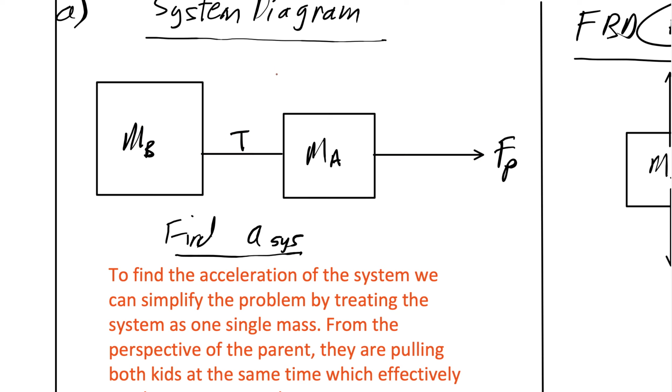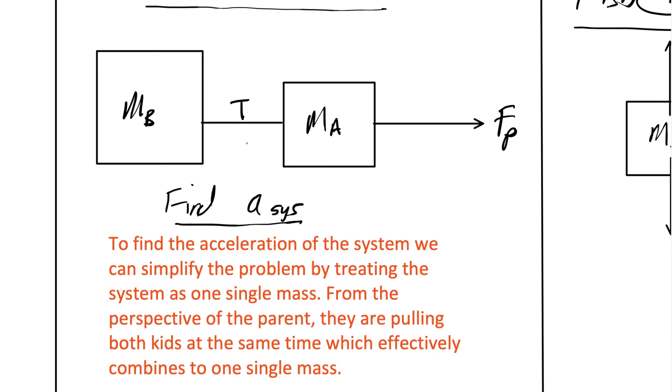This is the debate. What is the relationship between FP and this tension? There are three possibilities. Possibility number one, FP is equal to the tension. Possibility number two, FP is greater than the tension. Possibility number three, FP is less than the tension. We're going to talk about how to conceptualize this, and come up with a determination of what the actual relationship is. But before we do that, we're going to look for the acceleration of the system.